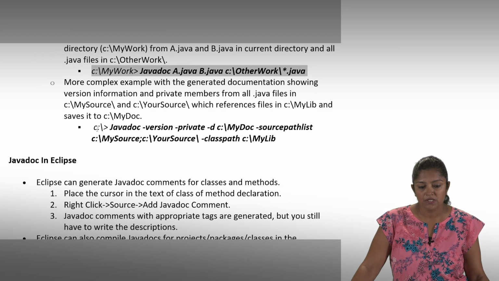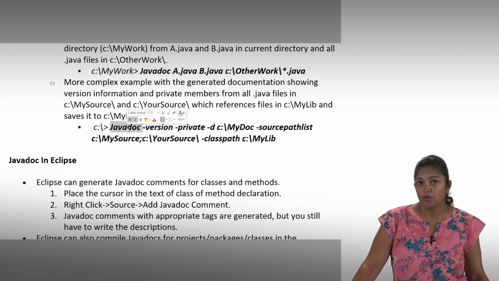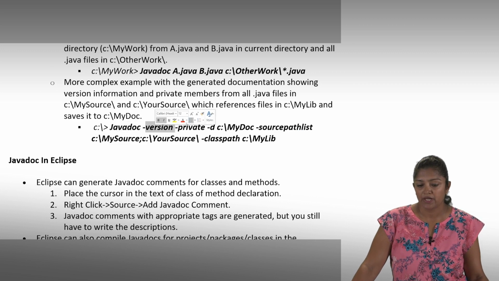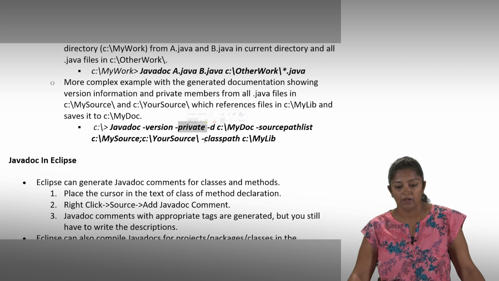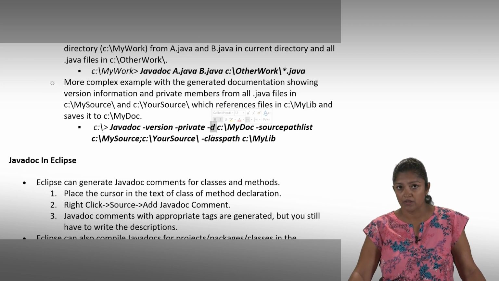Now a few more complex ones with different options. Here's one wherein we want to do the Javadoc compilation. You want to include the version section. You want to include all the private members and data. The -d option is where you want your documentation to be saved. So you're specifying the path.